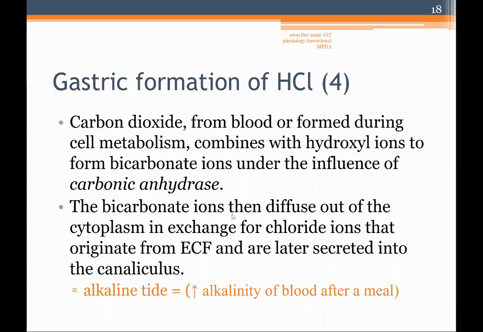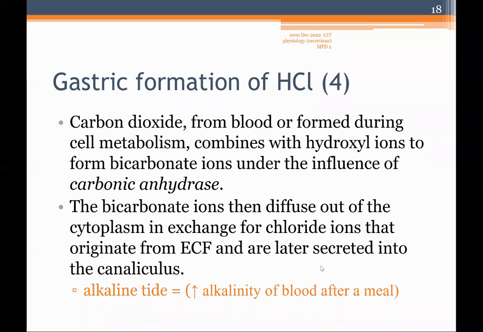The bicarbonate ions will go into the extracellular fluid, and then later they'll end up in the blood. So the chloride ions will move from the extracellular fluid through the parietal cell into the canaliculus, so that you have the bicarbonate ions and the chloride ions traveling in different directions. As the bicarbonate ions move out of the cytoplasm into the connective tissue and the blood, you're going to get an increase in alkalinity of the blood.